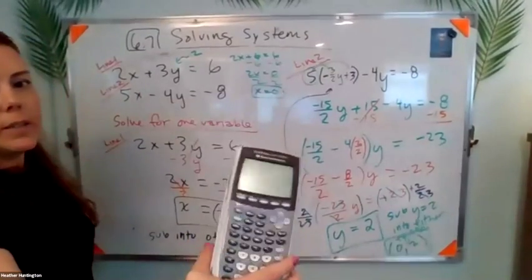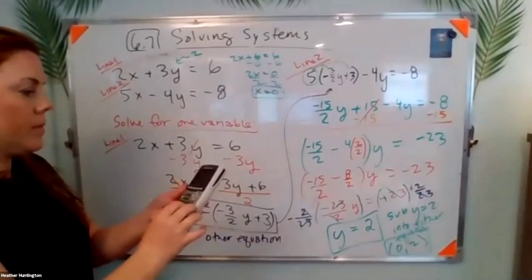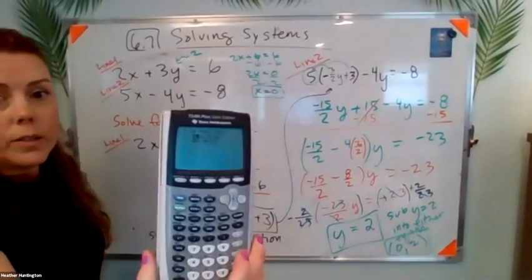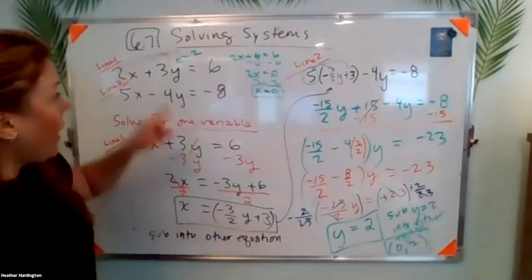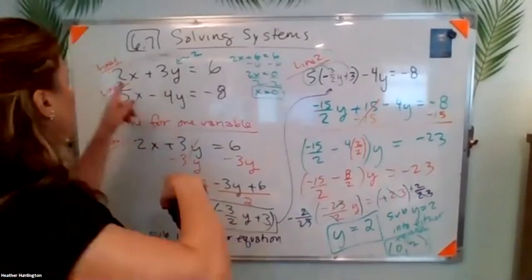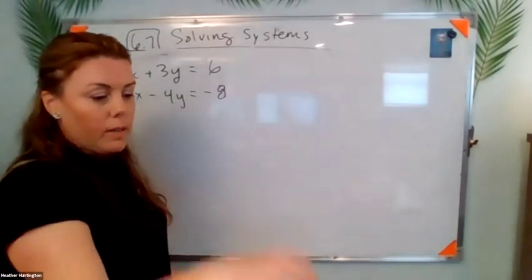Can we graph these lines with this graphing calculator? You're going to go to Y equals first, right? Good. So Y equals. We need to solve these for y. We can't type into our calculator 2x plus 3y equals 6. So we've got to solve for y.